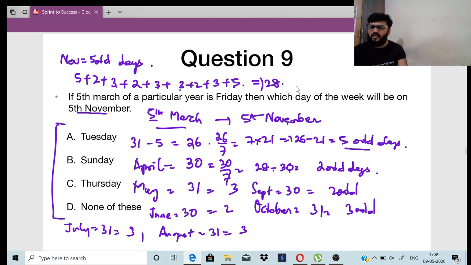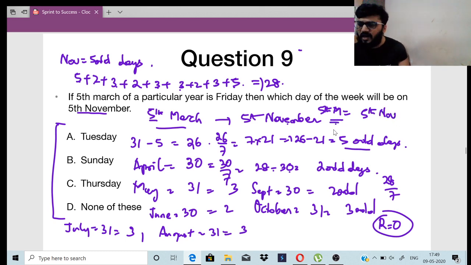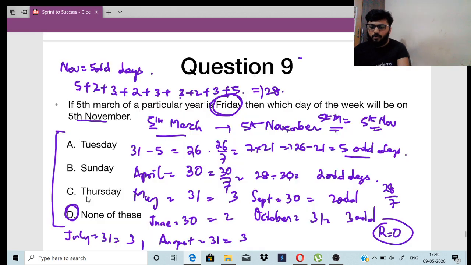Divide 28 by 7. The remainder is equal to 0, right? What will this mean? 5th March is equal to 5th November, right? The day which was present on 5th March is equal to the day present on 5th November. So it is Friday itself. So the option is D. None of these, okay? The option is Friday itself.